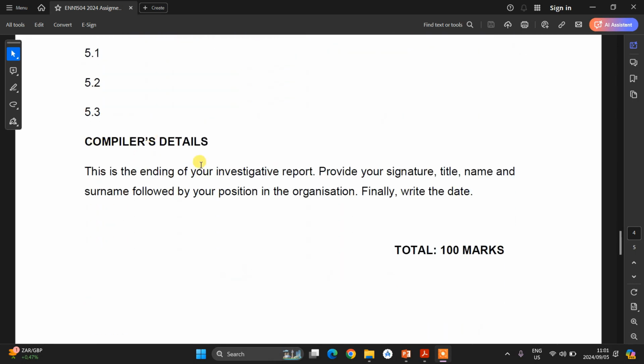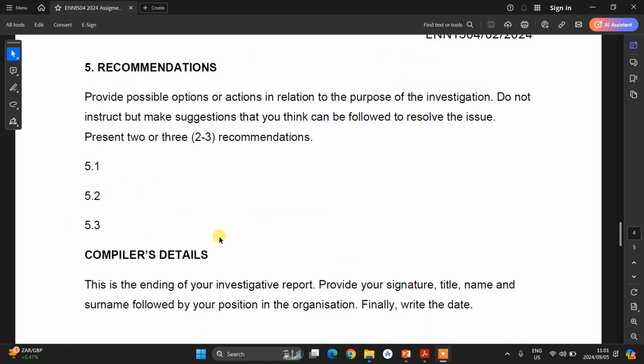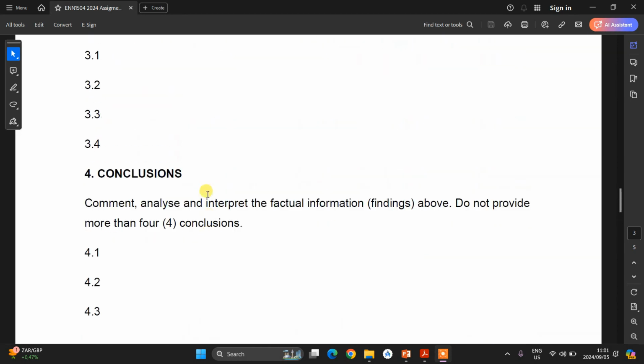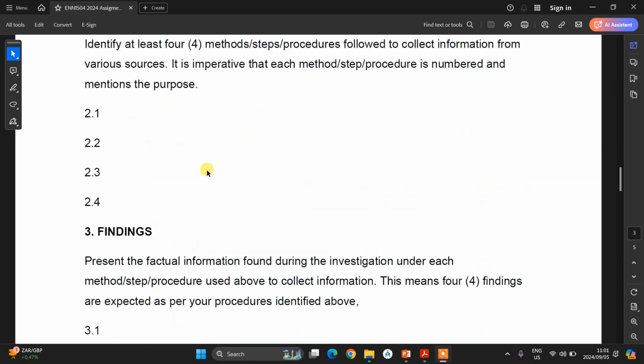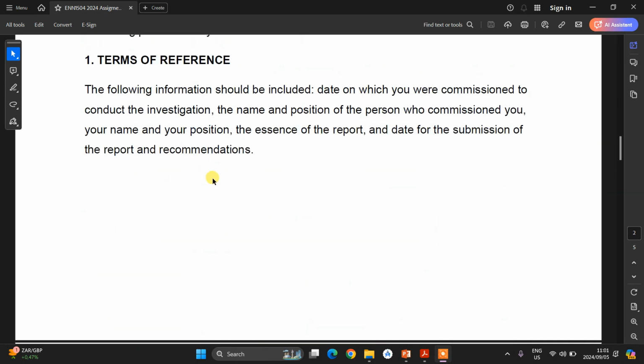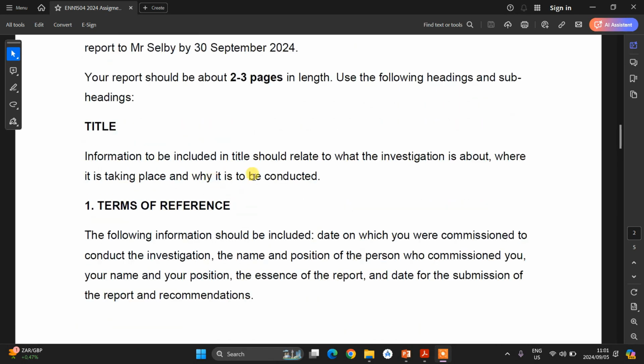And lastly, you will have your compiler's details. This is the ending of your investigative report. Provide your signature, title, name, and surname, followed by your position in the organization. Finally, write the date. Okay, so they basically told you everything that must be included in your investigative report. Okay, and that is what we are going to do in the next few slides. Let us look at how you can write your title.